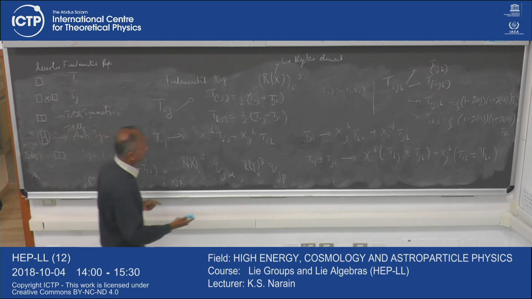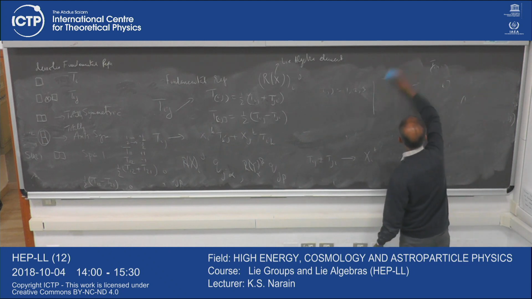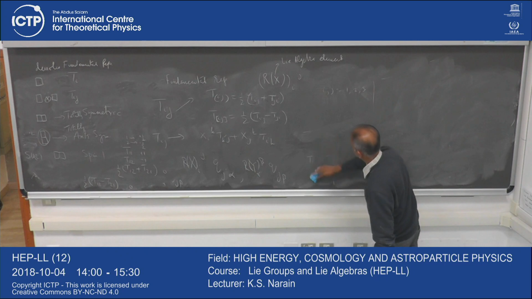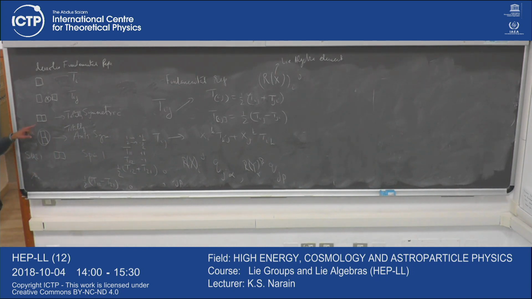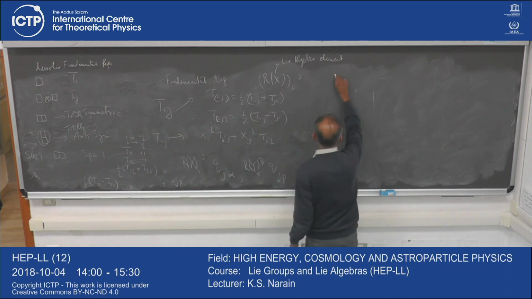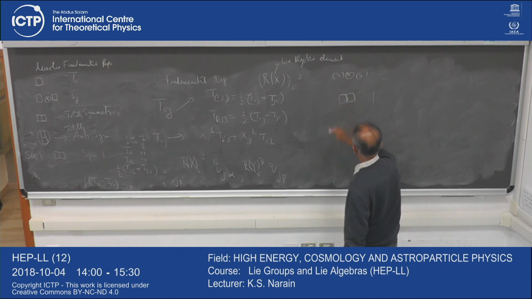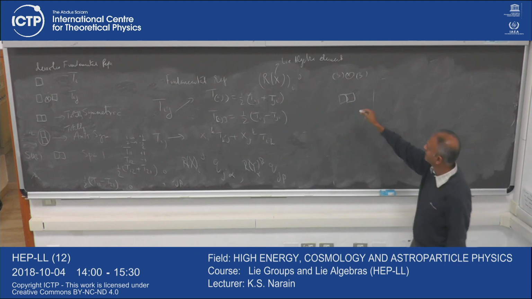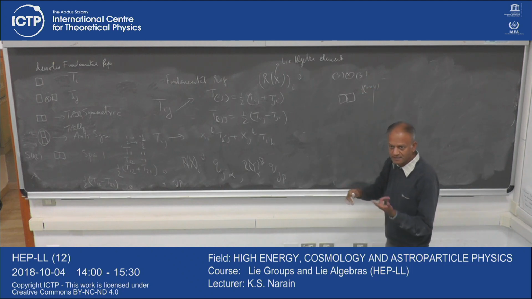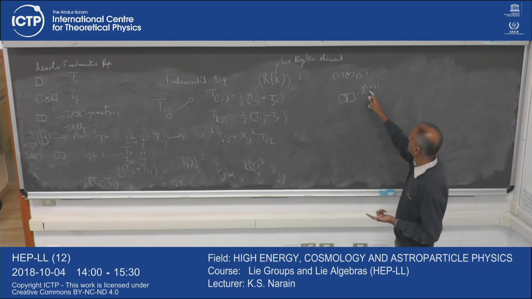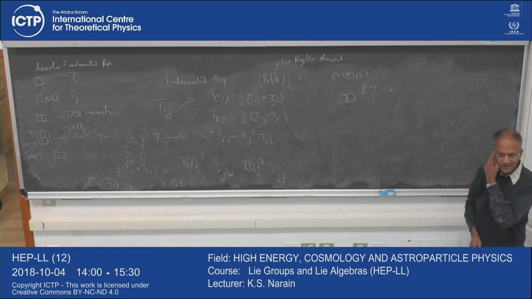So now let's look at SU3. The same thing, second rank tensor. For SU3, you started with 3 times 3, right? The totally symmetric second rank tensor will have how many components? Half times 3 times (3 plus 1), which is 4, so it is 6. And indeed, we saw a 6-dimensional representation, right?